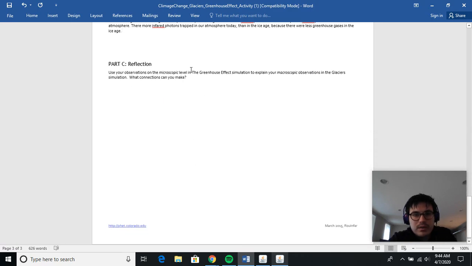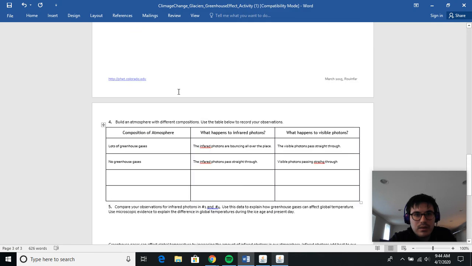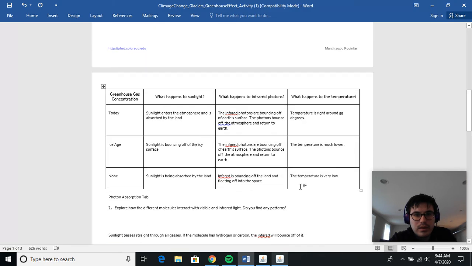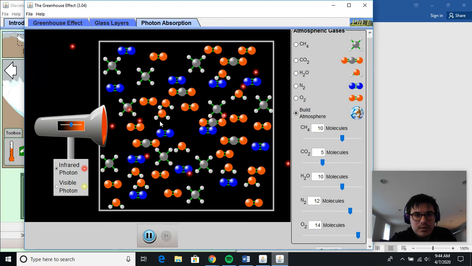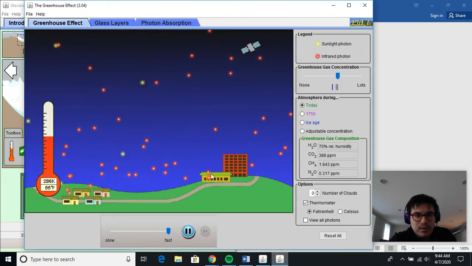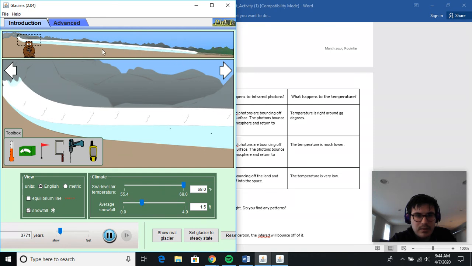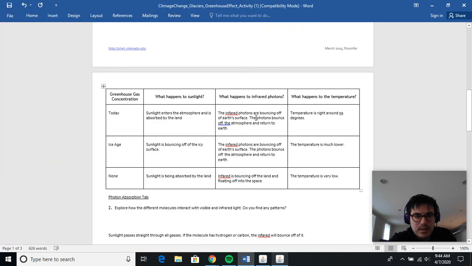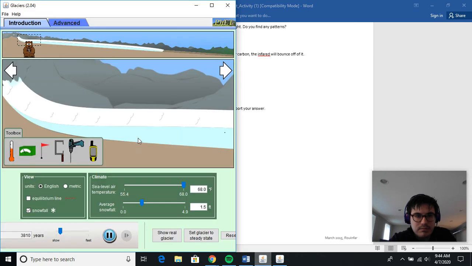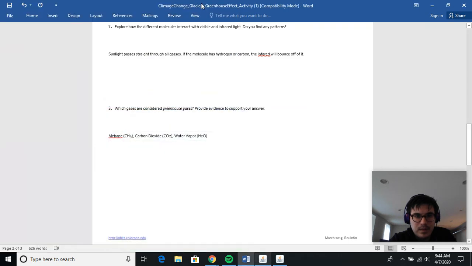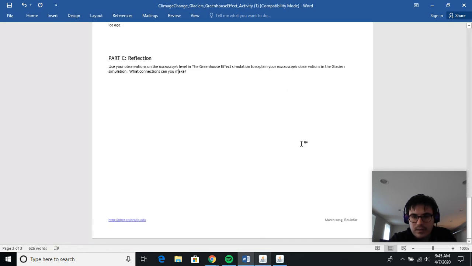Use your observations on the microscopic level to explain the macroscopic observations. So why do you think what we learned about infrared photons in this simulation, the greenhouse effect, can explain why our sea level temperatures are rising like that, and our average snowfall is decreasing like that? See how it's starting to recede? This is what's happening in real life. So why do the infrared photons today being trapped in our atmosphere lead to glaciers melting, receding, and becoming thinner? Let's go ahead and answer that question, and then we are done for the day. Thanks.